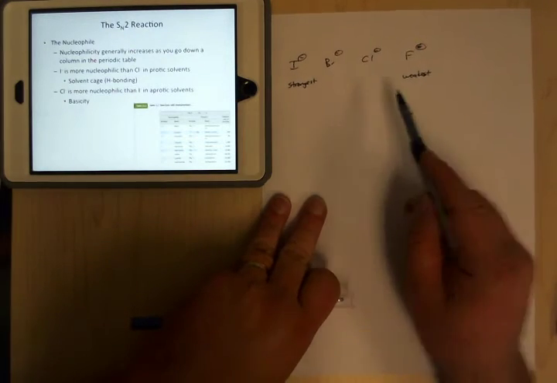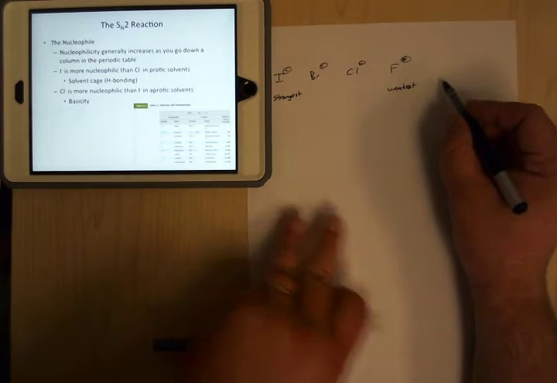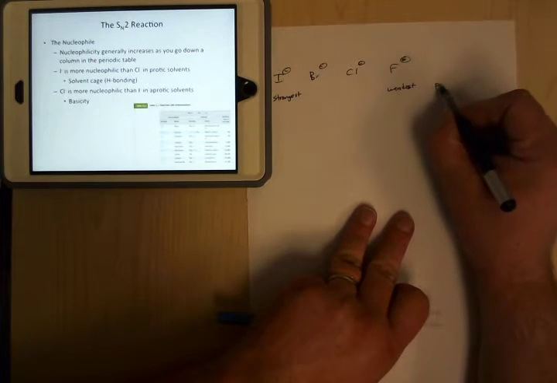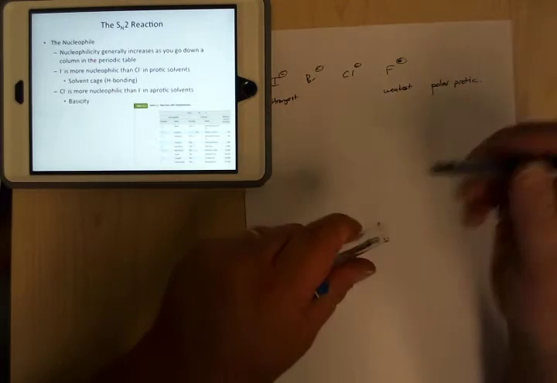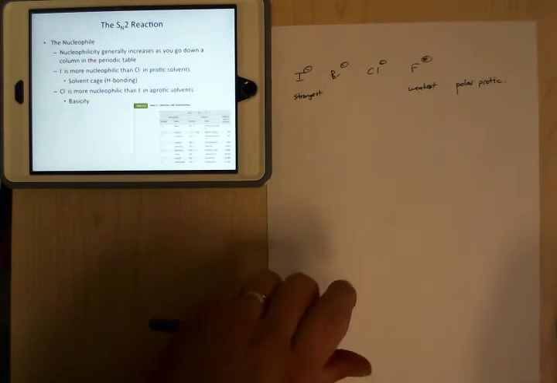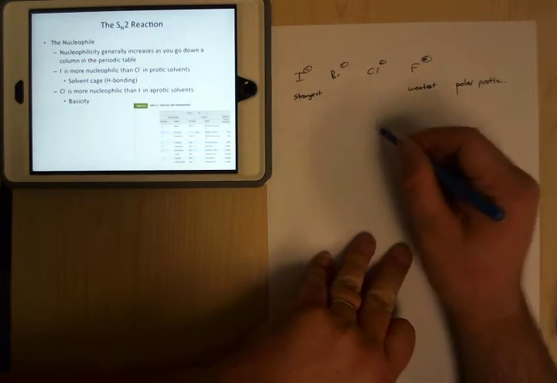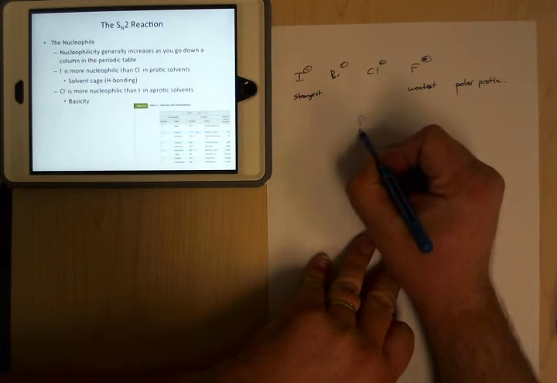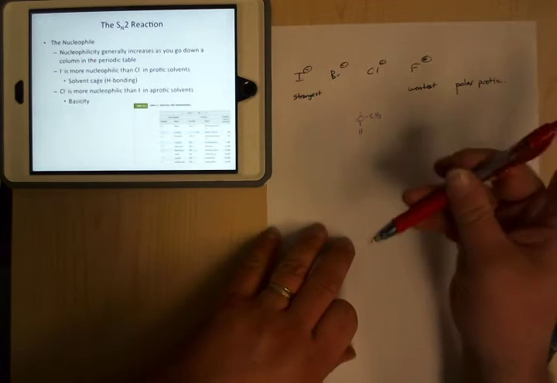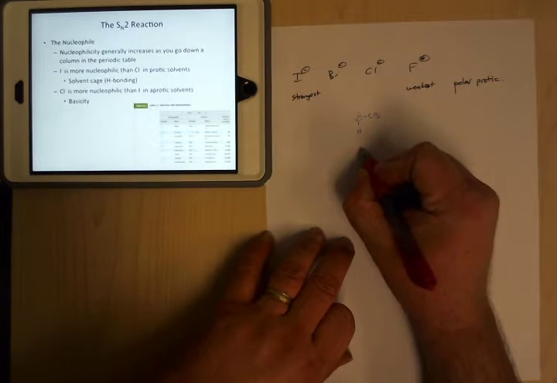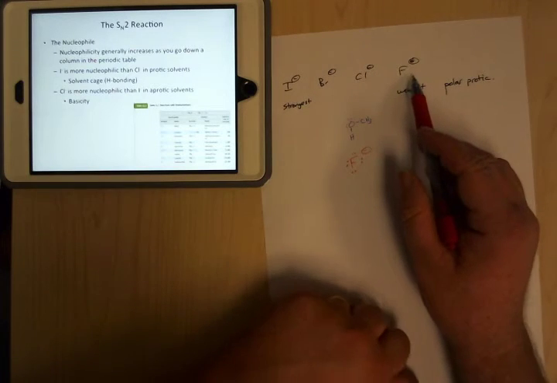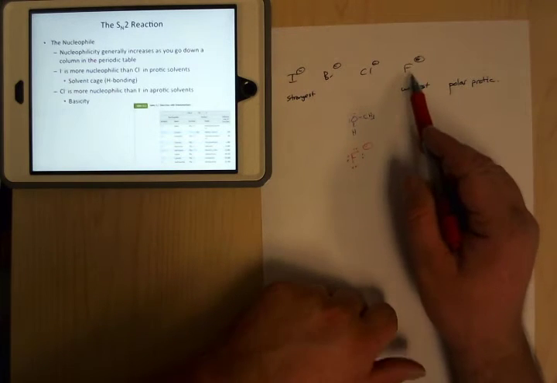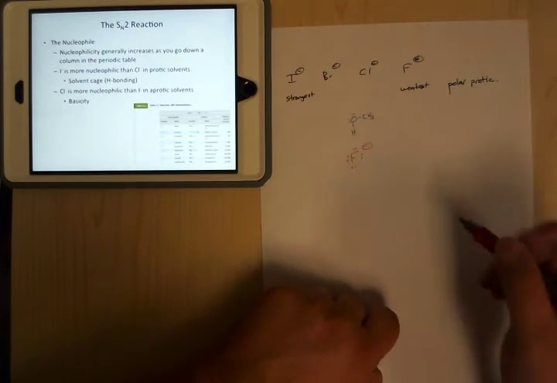Okay, the reason is that what we're talking about here is polar protic solvents. The book doesn't really give much of an explanation as to why, but this is what's actually going on. So, a polar protic solvent, a classic one is methanol. What happens is you have your fluorine, your fluoride, I should say. It has very high electronegativity. It's got a lot of negative charge associated with it.